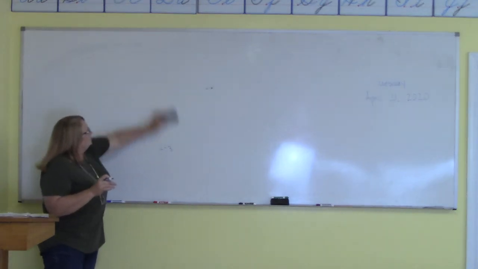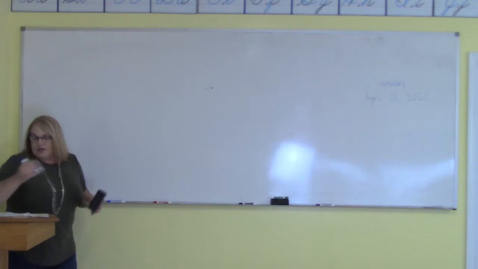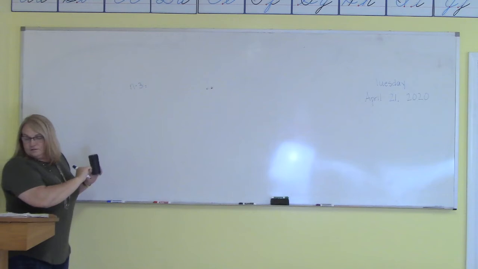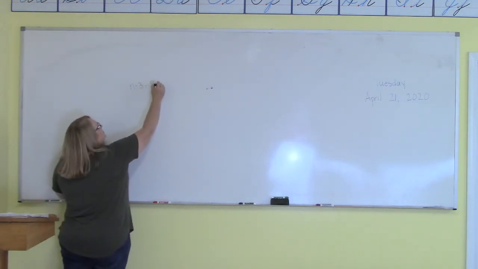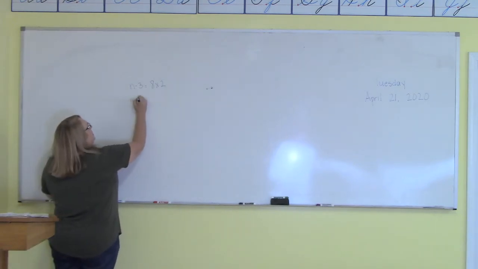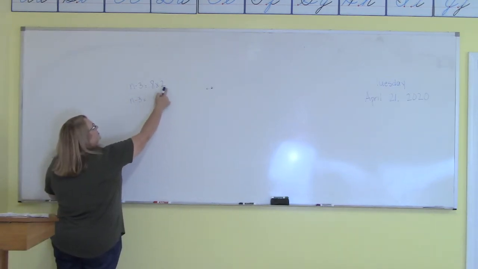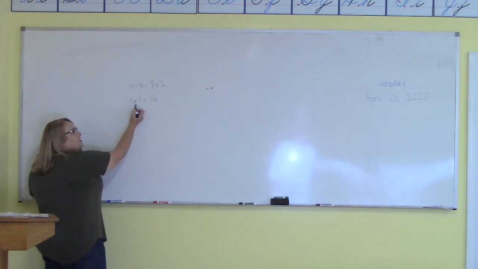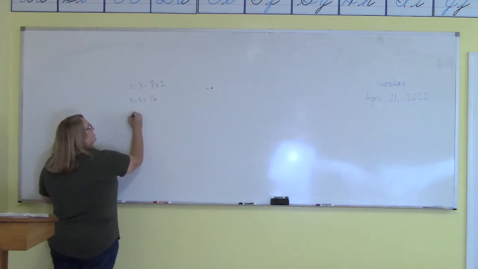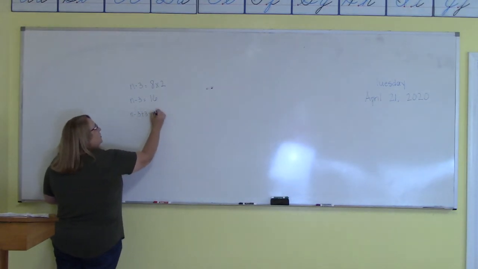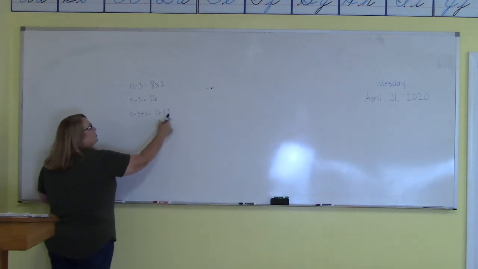All right, let's look at B. N minus 3 equals 8 times 2. Okay, solve what we know first. N minus 3 equals 8 times 2 is 16. We still have to get n by itself. This time we're going to do the opposite of subtraction, which is addition. So we're going to add 3 to both sides. What you do to one side, you do to the other.